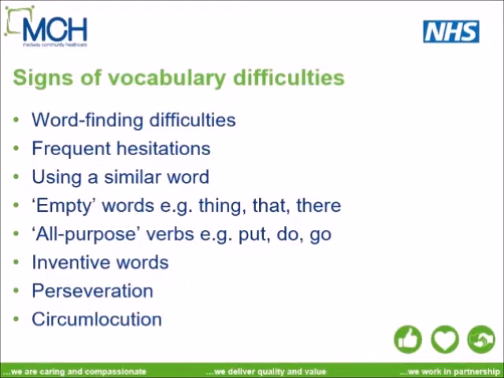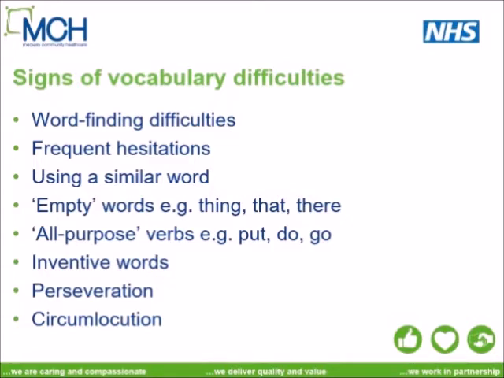A child with vocabulary difficulties might use a lot of empty words such as the thing, that, or there, rather than actually naming things. They might use what we call all-purpose verbs instead of a range of different action words. Words like put, do, go. The child might use inventive words that let you know what they mean but aren't quite right. So instead of branch, they might say tree handle.